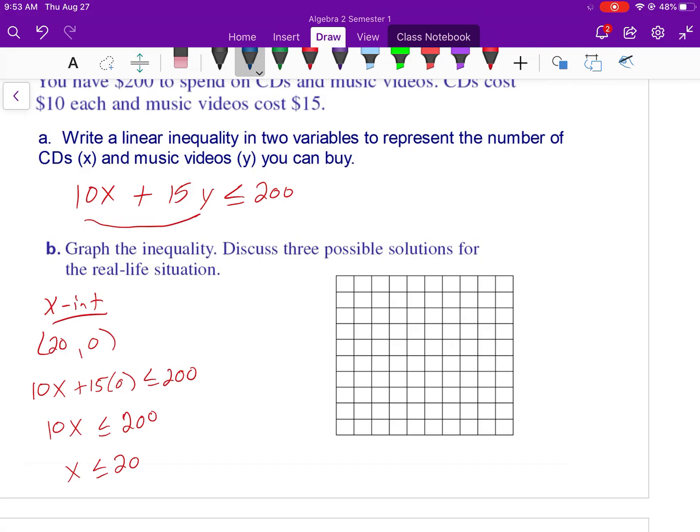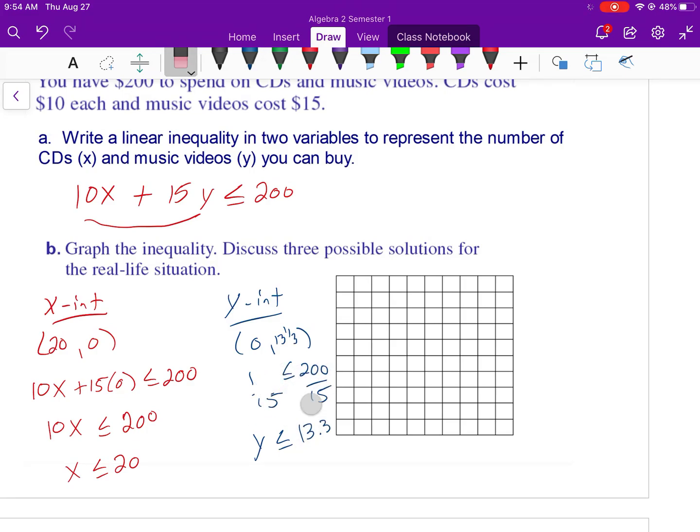For that y-intercept now, let's do that one in blue here. We know the x-coordinate is 0. We've got to find that y-coordinate. So now the x is going to go away, and we're going to be left with 15y less than or equal to 200. Divide both sides by 15. y is less than or equal to 13.3. A lot of real life situations you're not going to get exactly on there. So let's say 13 and a third. That's the same thing as 13.3.